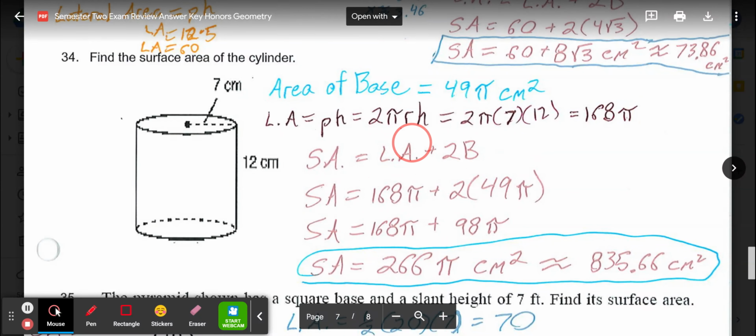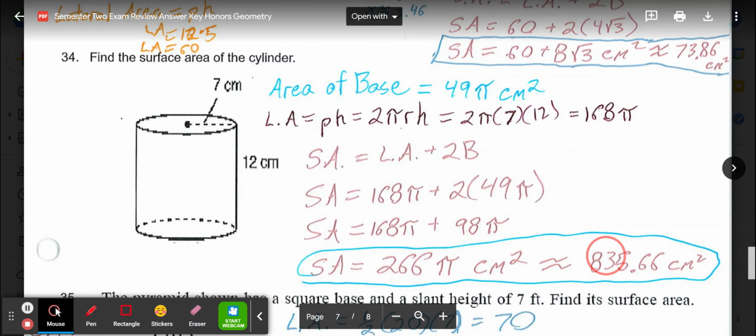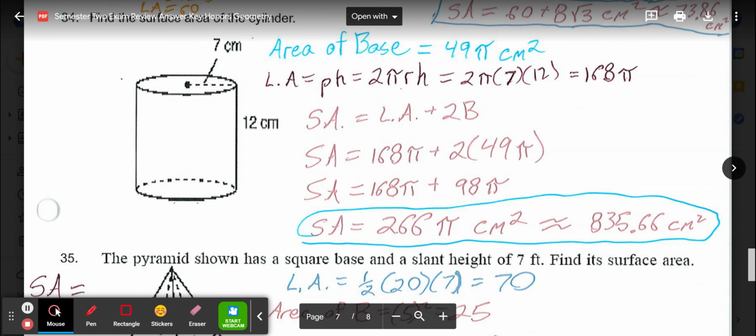Then our surface area formula, lateral area plus 2 times the area of the base: 168 pi plus 2 times 49 pi. So that gives us 266 pi centimeters squared, or 835.66, not pi, 835.66 centimeters squared.